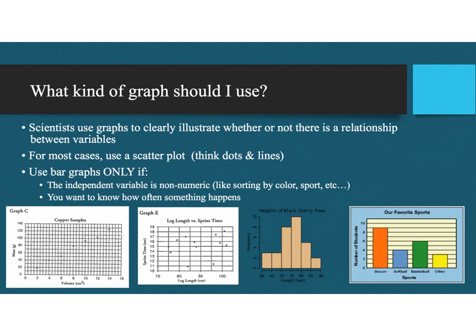And you could use a bar graph if you want to show how often something happens, right? So frequency. If you are counting up the number of red cars that go by the street versus the number of blue cars that go by the street, putting it in a bar graph would be a really good idea. So if you want to know how often something happens, you can use a bar graph. All right.